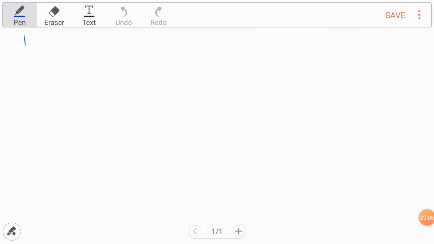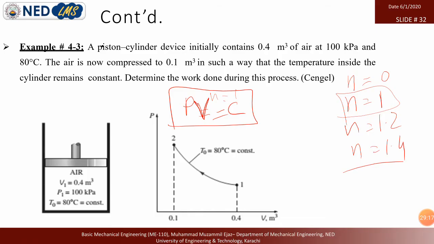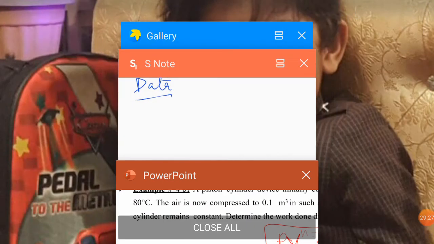So first of all, we just write the data. We have initial volume V1 is 0.4, final volume V2 is 0.2, and P1 is equal to 100 kilopascal.